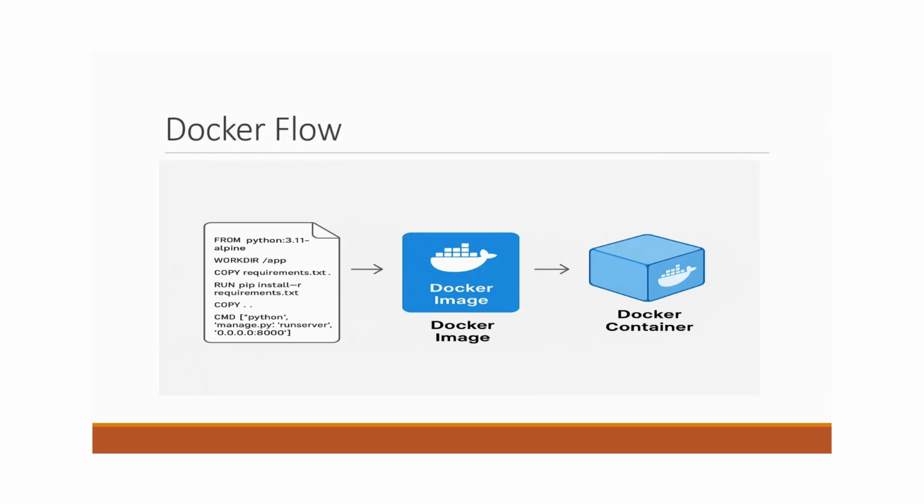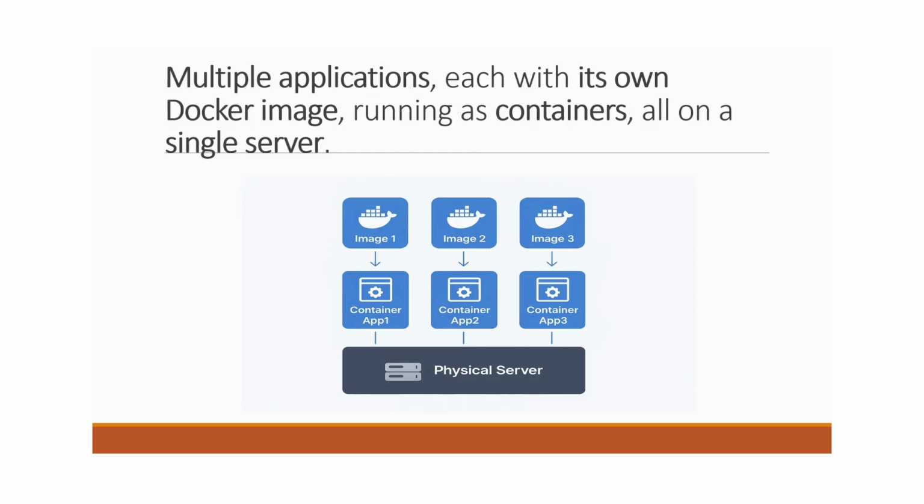So how does the container get created? We write a Dockerfile. Out of this Dockerfile, we create the Docker image, and from this Docker image we create the Docker container, which is a running instance of our application. Also, multiple applications can be deployed on top of the same server using different containers, because containers create isolated environments for each of the applications. So it is possible to deploy multiple applications on the same server.